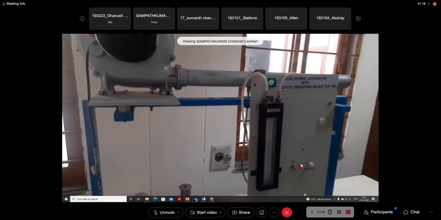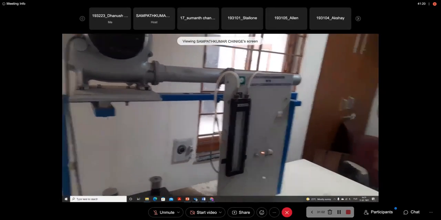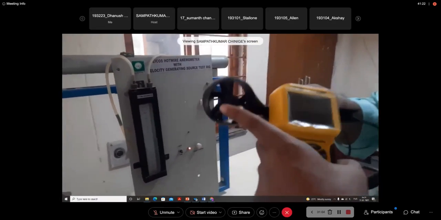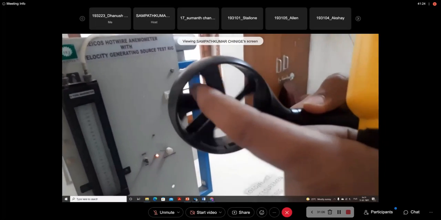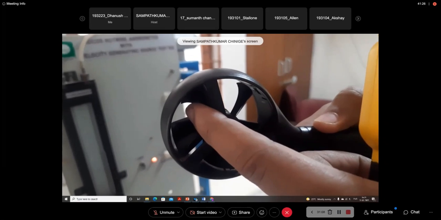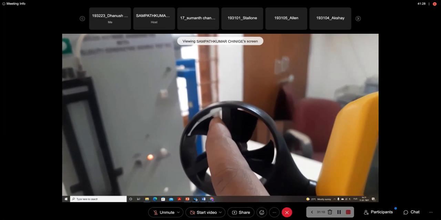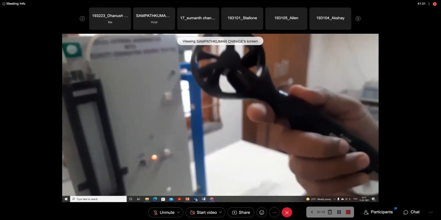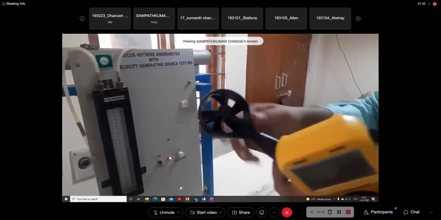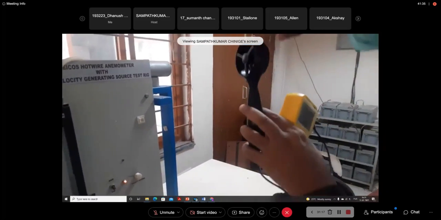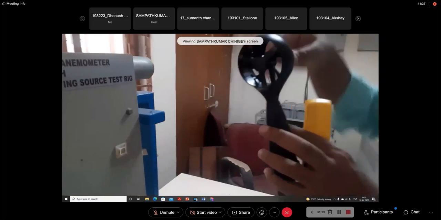Now coming to the vane type anemometer, here you can see there is an arrow mark on it. That is the direction of the flow. The arrow mark is shown like this, so we have to keep our vane type anemometer like this.